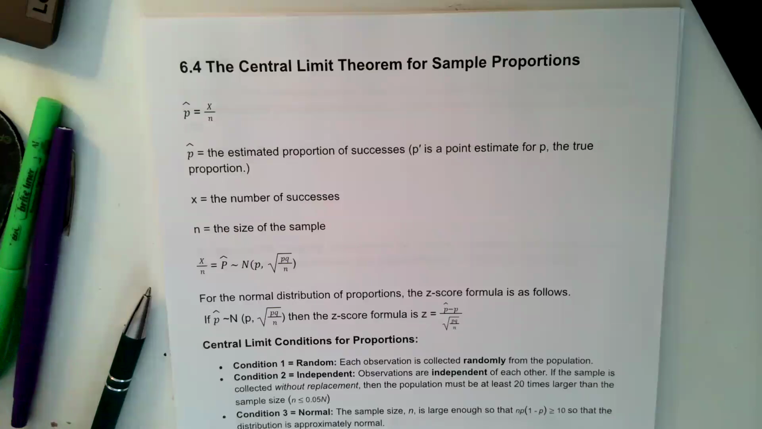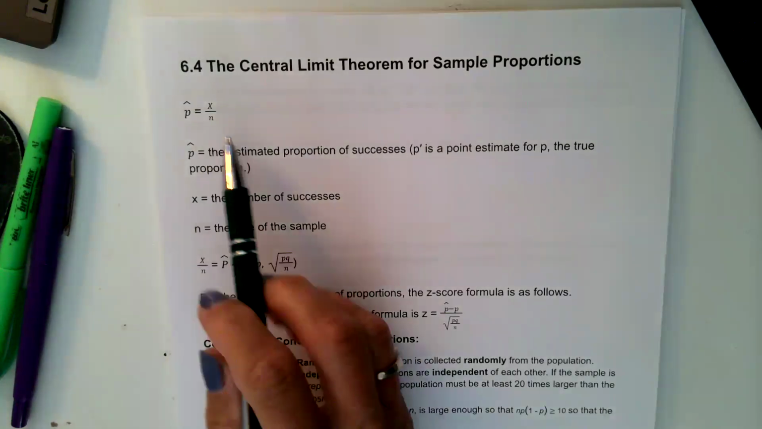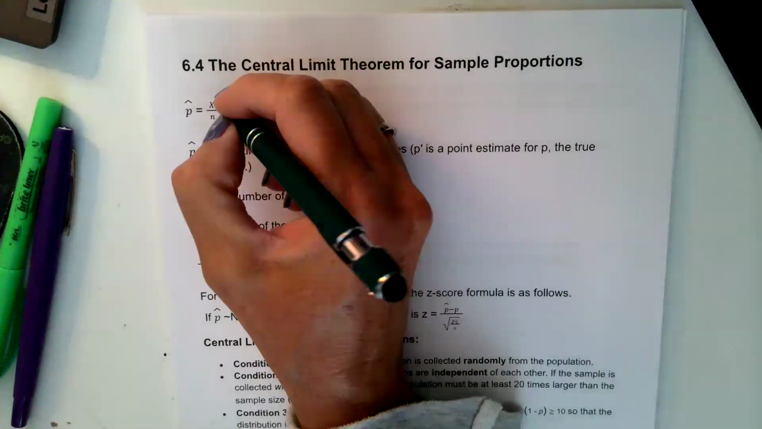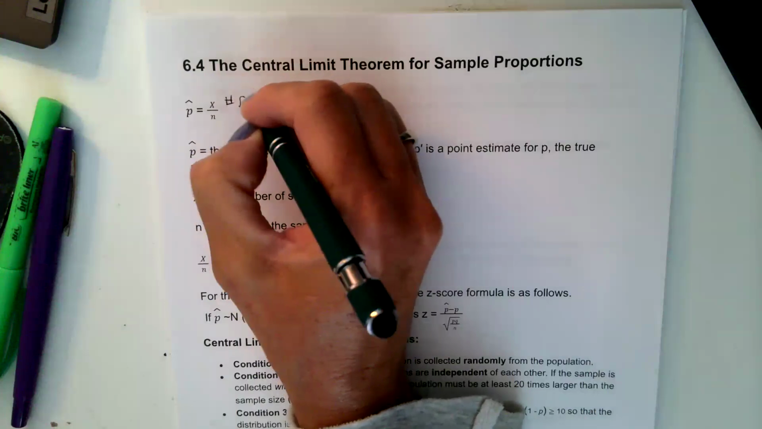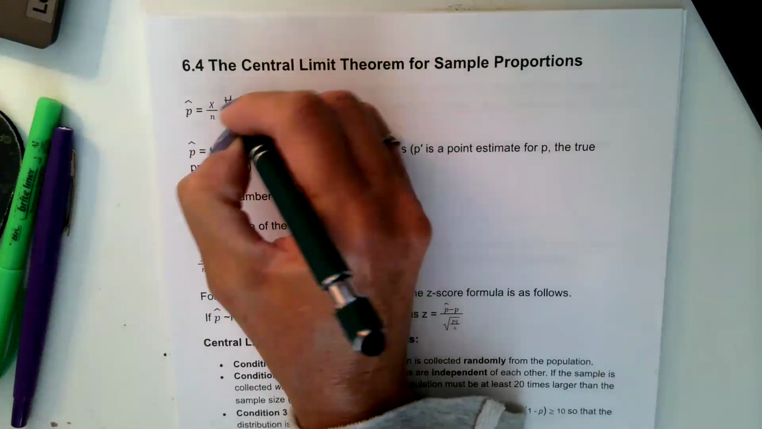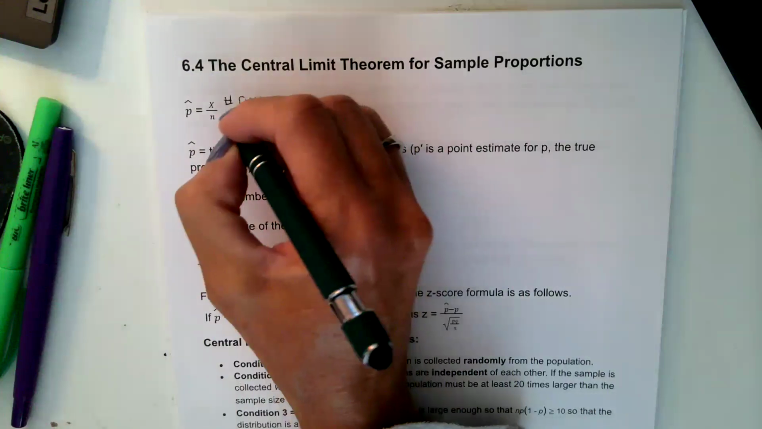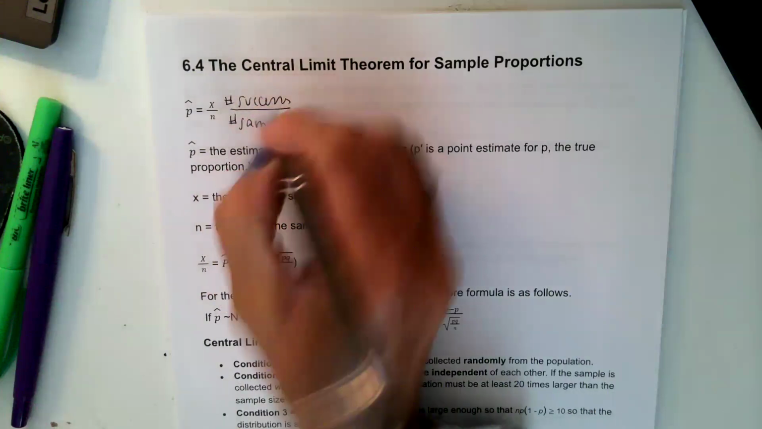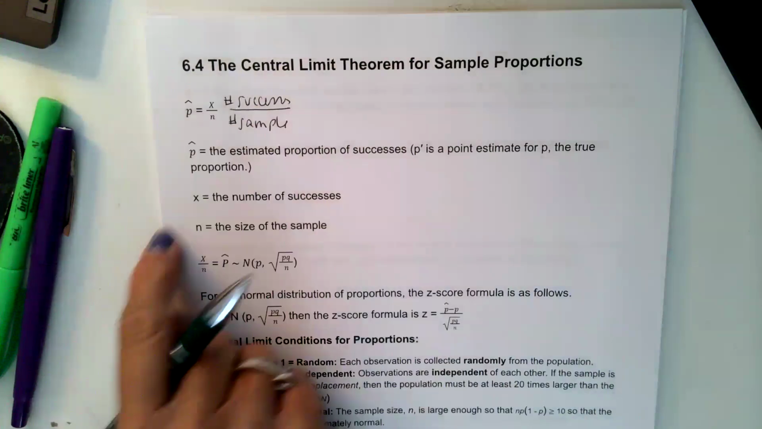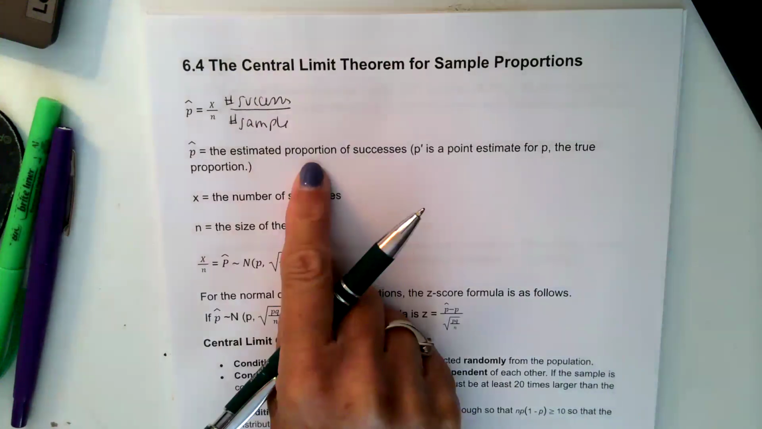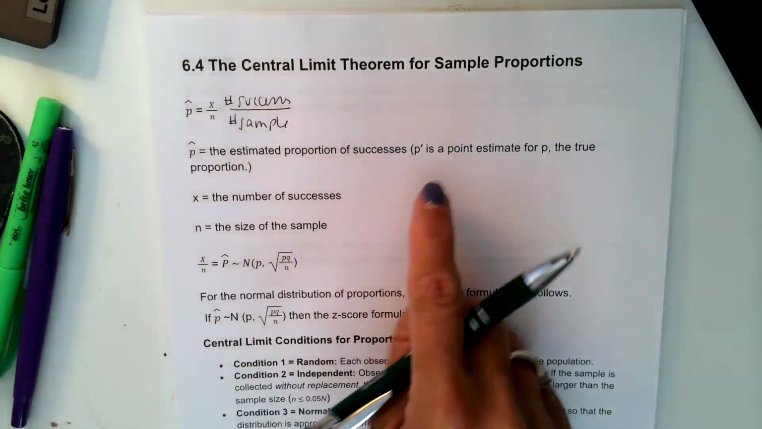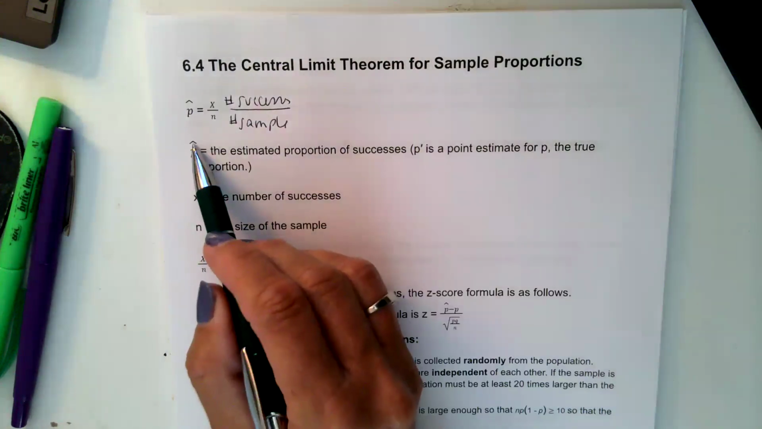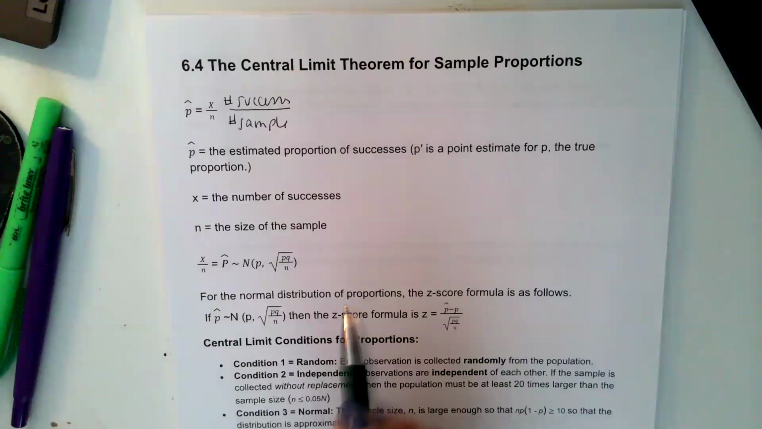taking a proportion. So that means our sample proportion is going to be X, the number of successes, out of N, which is the number in your sample. And this is called P hat. This is the estimated proportion of successes. Sometimes I'll write it with P prime, but usually we use P hat, is what we call that.